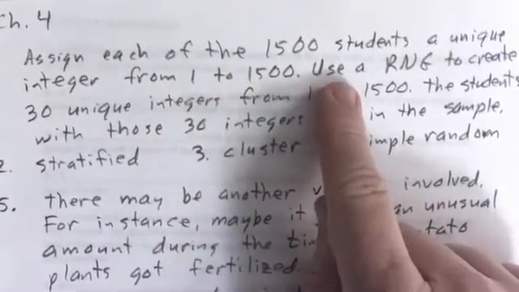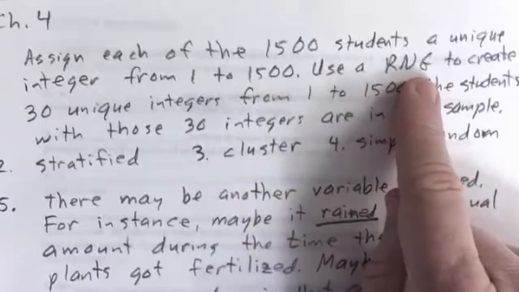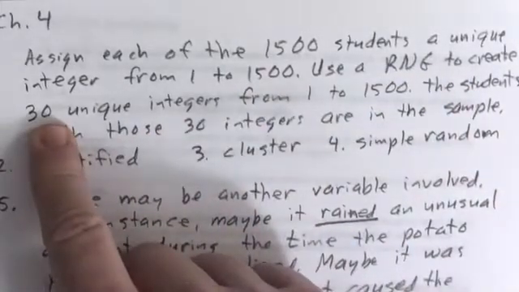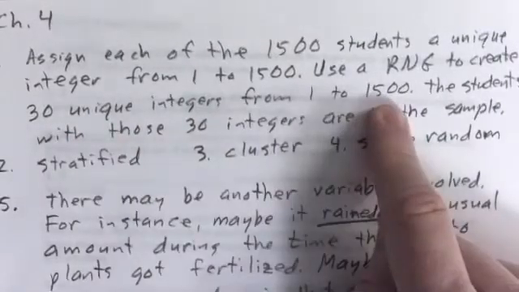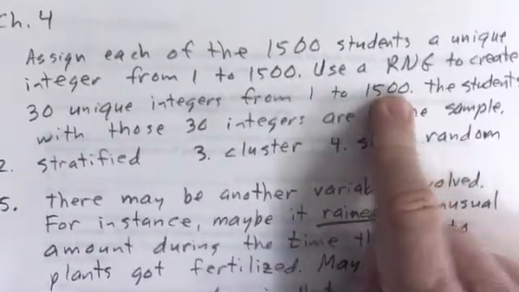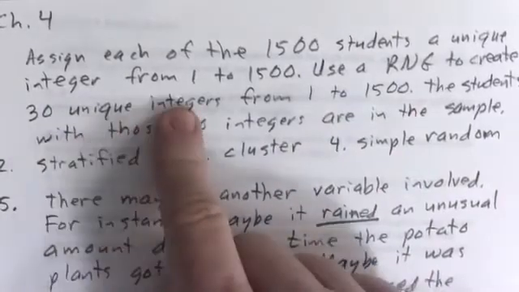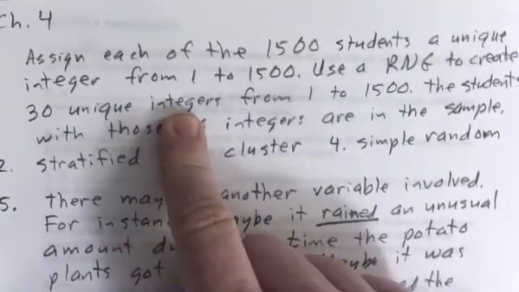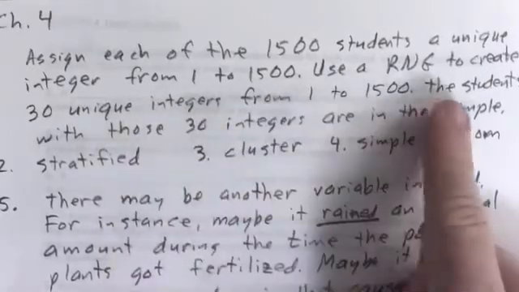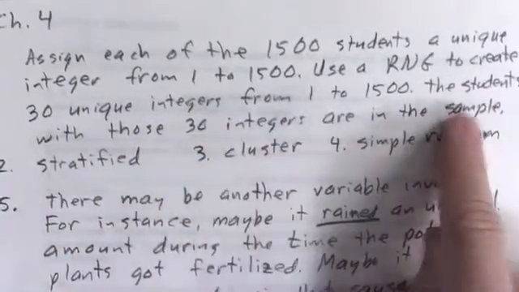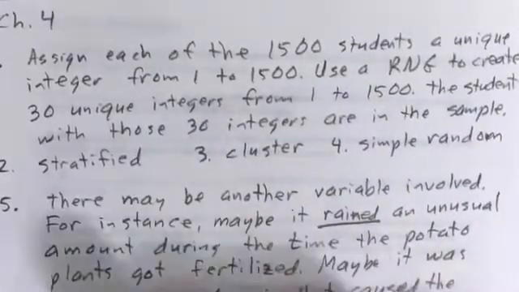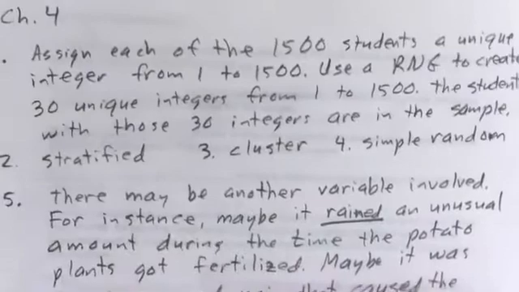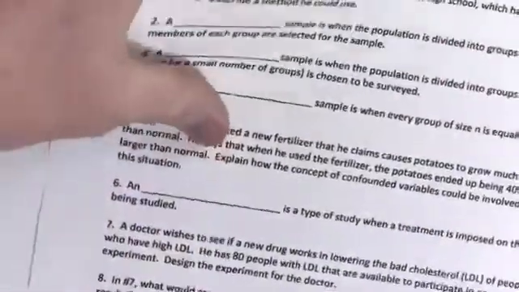Then second sentence, use a random number generator to create 30 unique integers from 1 to 1,500. You have to say it just like that. You can't leave out the 1 to 1,500. Please don't. You have to say unique integers or distinct integers or integers ignoring repeats. And then just say the students with those 30 integers are in the sample. It's not the 30 integers, it's the students in this case. That's how you do it. Sorry, that's one of the ways. The other way is the hat method, which I won't go through now. Okay, so that's number one.